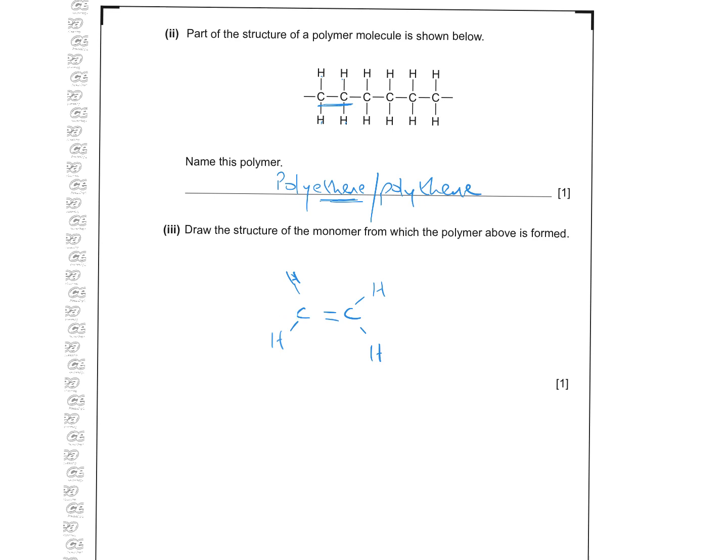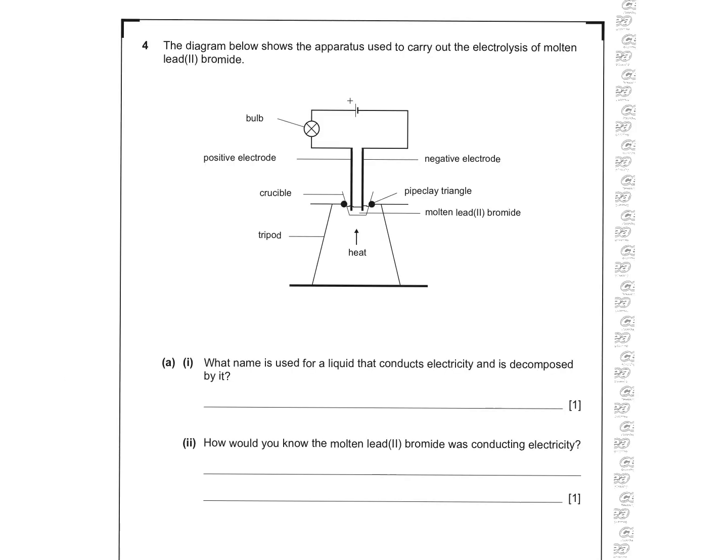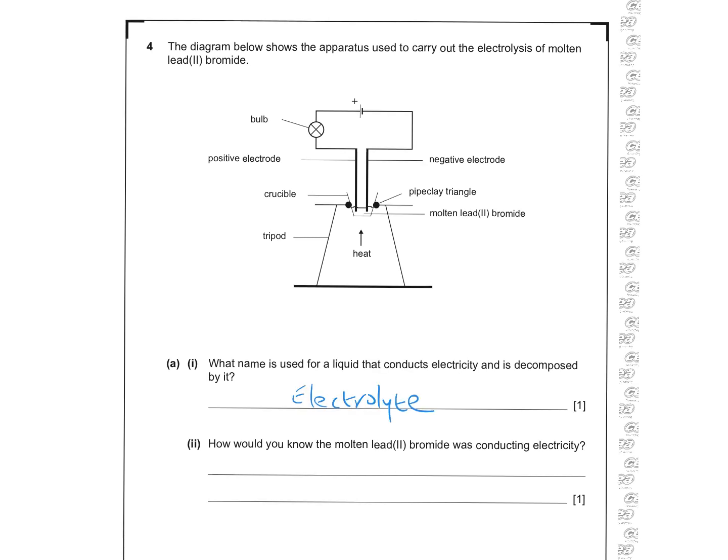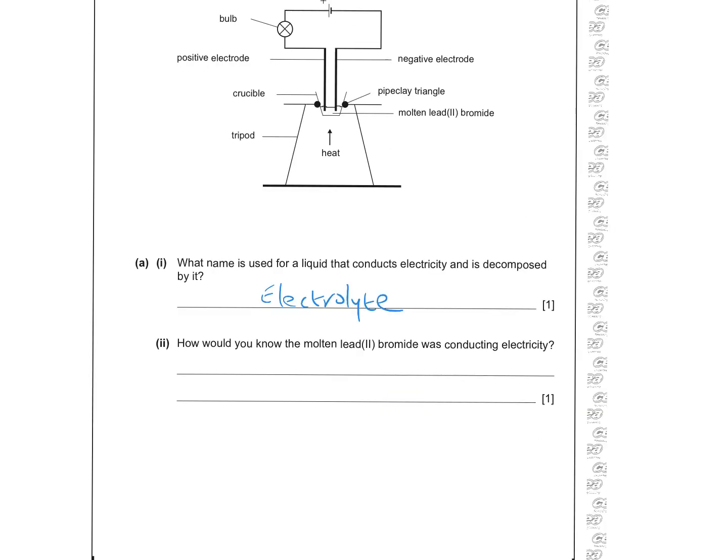So just make sure that the carbons have 4 bonds around them. Question 4 is about electrolysis. So we're just going to A, part 1. What name is used for the liquid that conducts electricity and is decomposed? That's an electrolyte. Part 2. How would you know when the molten lead-2 bromide was conducting electricity?